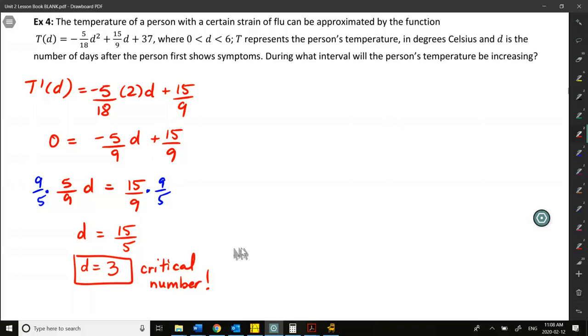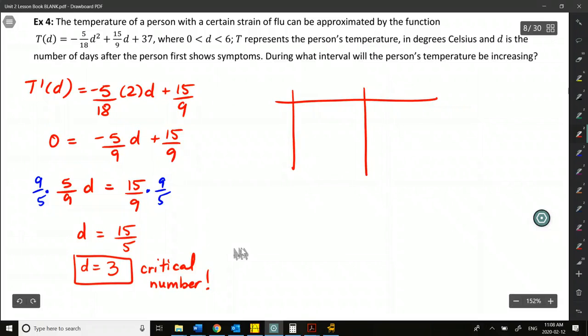We'll see what happens. We're going to use that first derivative test chart to see what's going on. Okay, and normally I put negative infinity and positive infinity here, but we do have a restricted interval here. It's from 0 to 6. So I'm going to put 0 and 6 here, and then we'll put 3 days here.